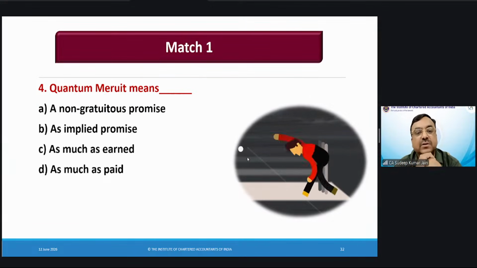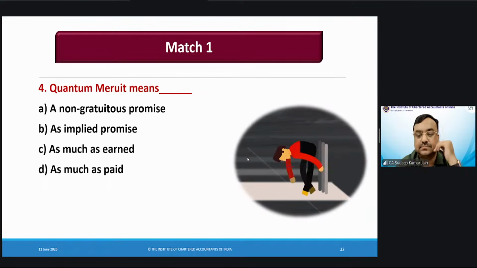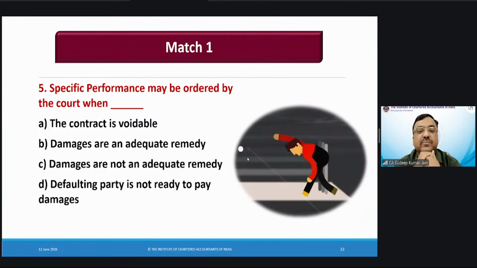Quantum meruit means a non-gratuitous promise, an implied promise: as much as earned, as much as paid. A specific performance may be ordered by the court when: contract is voidable, damages are an adequate remedy, damages are not an adequate remedy, defaulting party is not ready to pay damages.